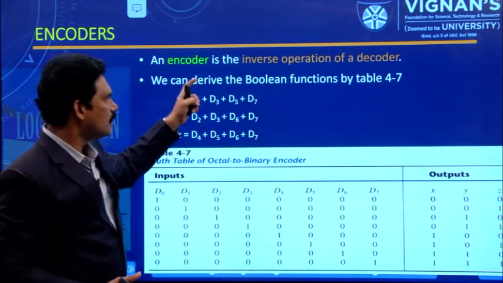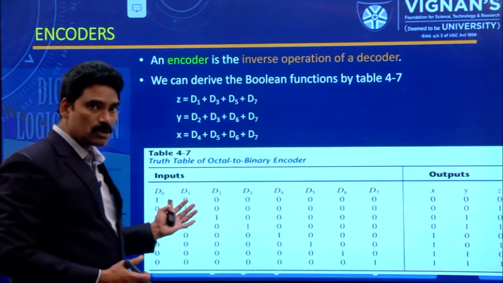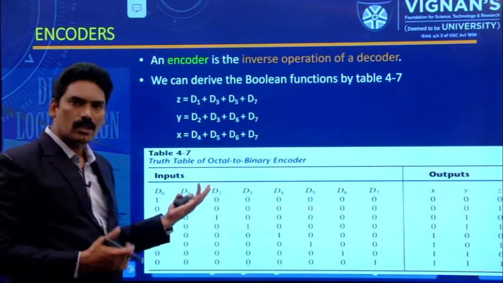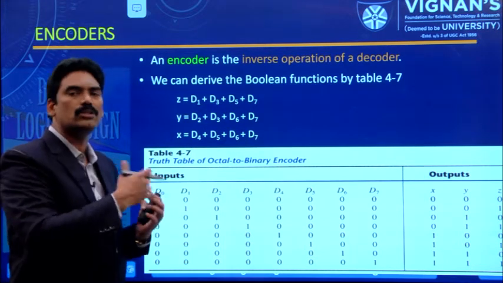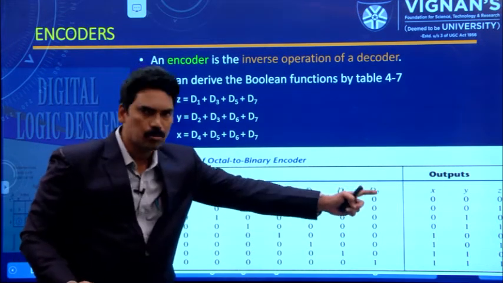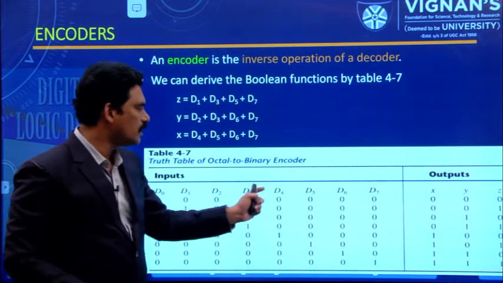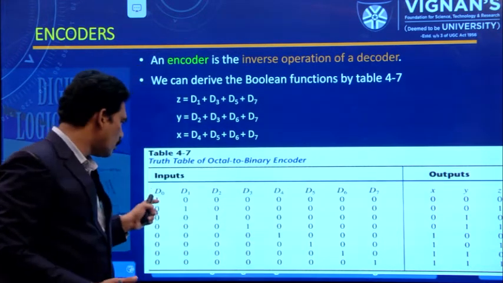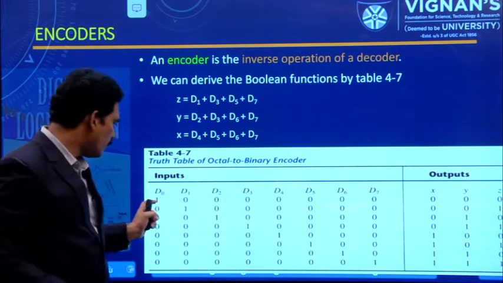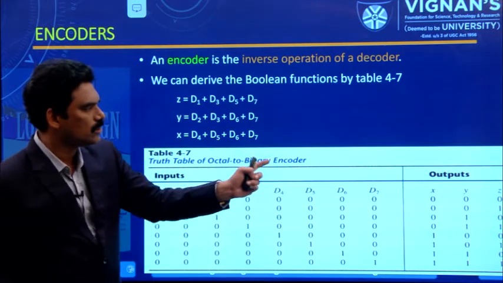We can derive the Boolean function by table. How many inputs? 2 to the power of n inputs. Suppose a 3 to 8 line decoder is converted into an 8 to 3 line encoder. There are 8 inputs and 3 outputs. Here the values are D0, D1, D2, D3 like that. If D0 is equal to 1, the outputs X, Y, Z are 0, 0, 0. And if D1 is equal to 1, then the output is 0, 0, 1.